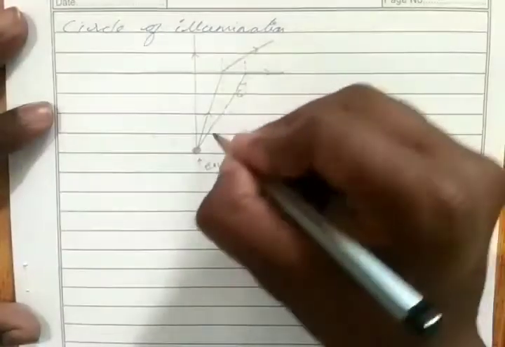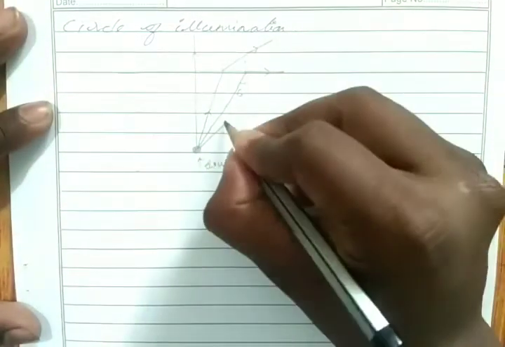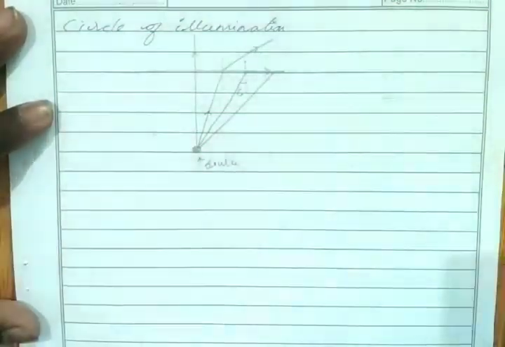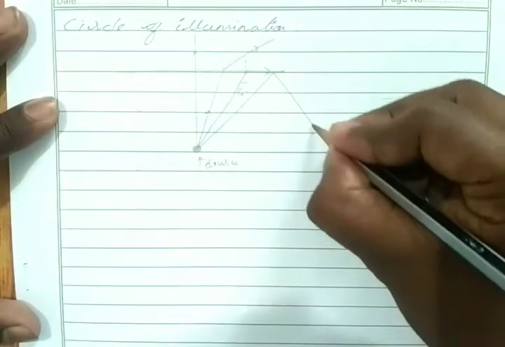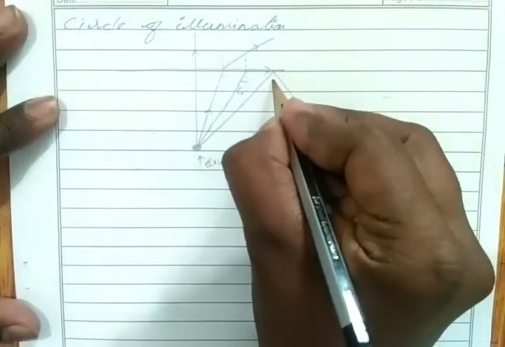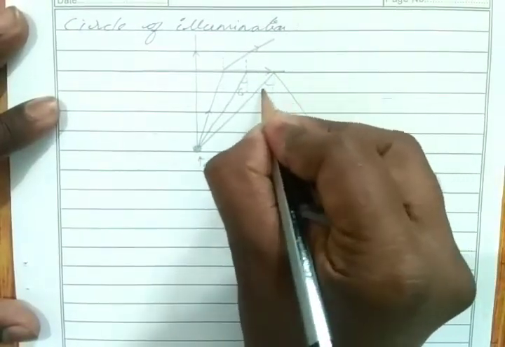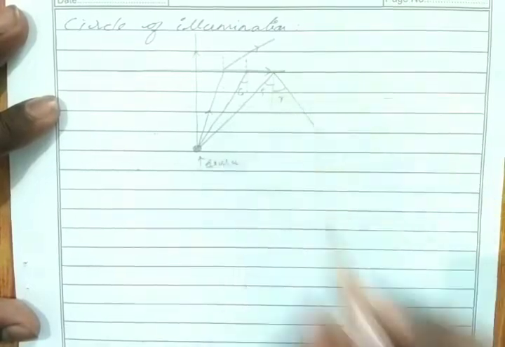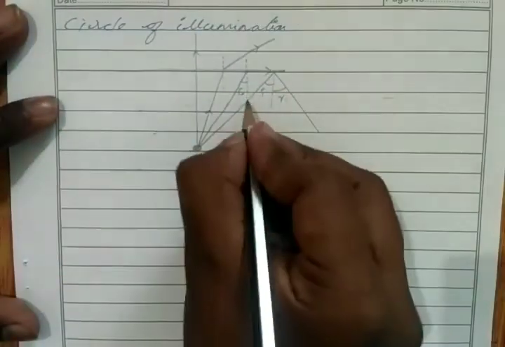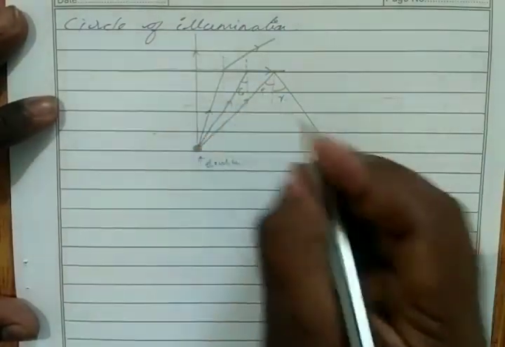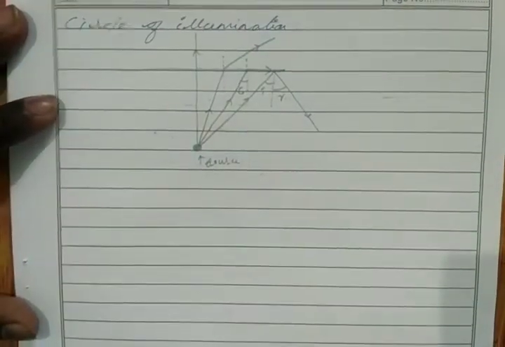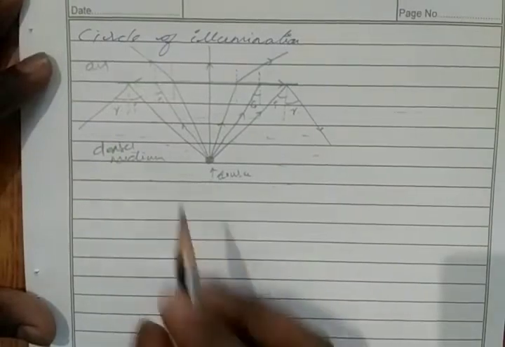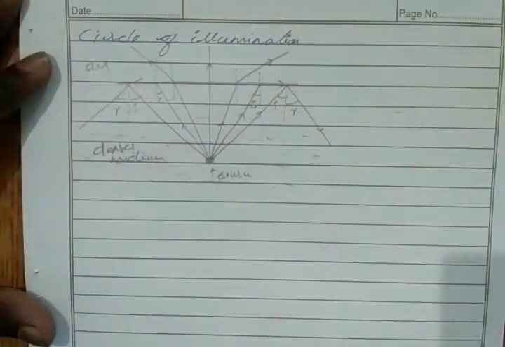Then again I incline the incident ray. What will happen now? Incident angle is greater than critical angle. What will happen? It goes for total internal reflection. So here i equal to r. It goes for total internal reflection, correct? The same scenario happens on the left side also.